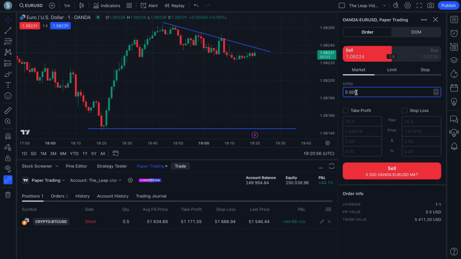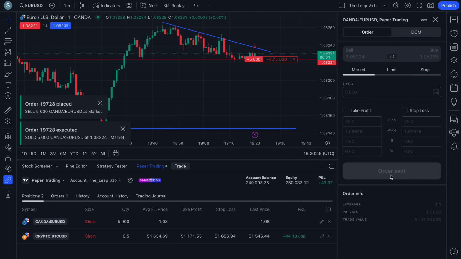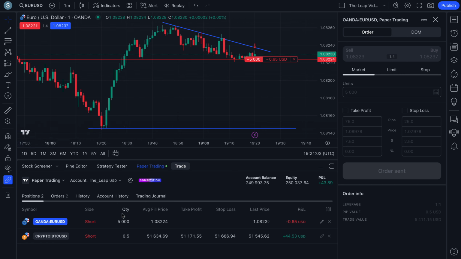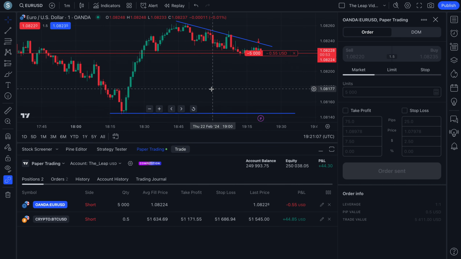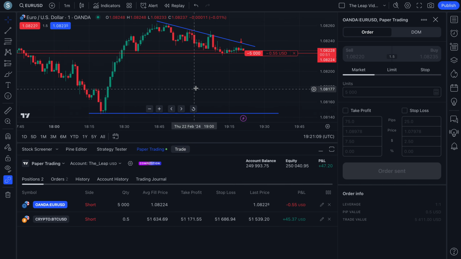So in this case, we're going to sell short another 5,000. We're going to click sell, and now, as you can see, the order is executed, and we can track our trades right here in real time. So ladies and gentlemen, that is the basics of the paper trading competition.